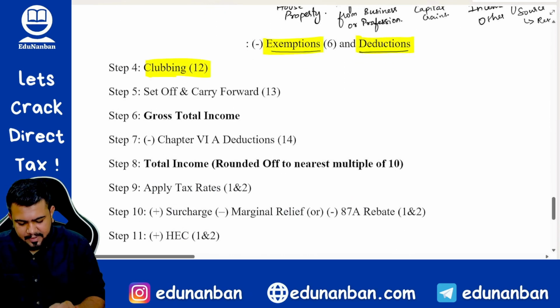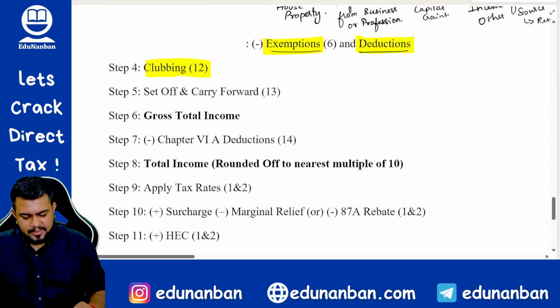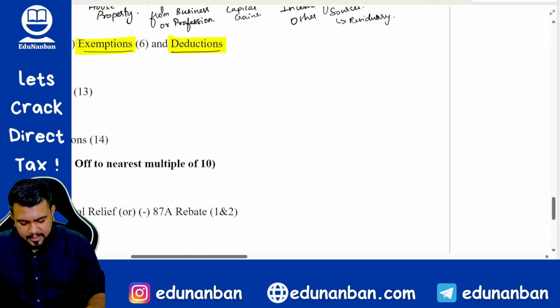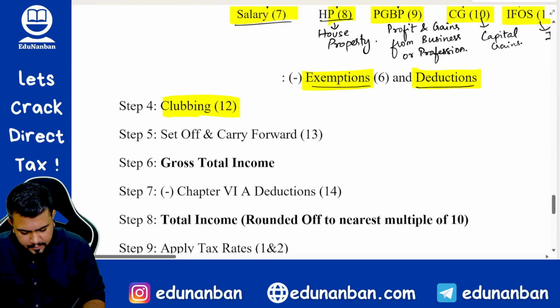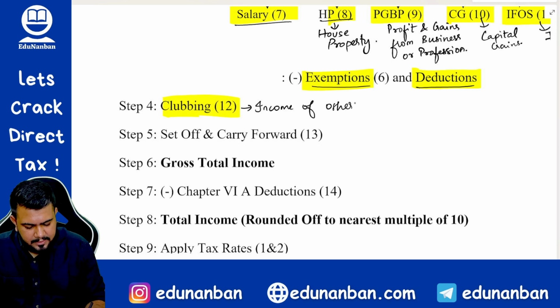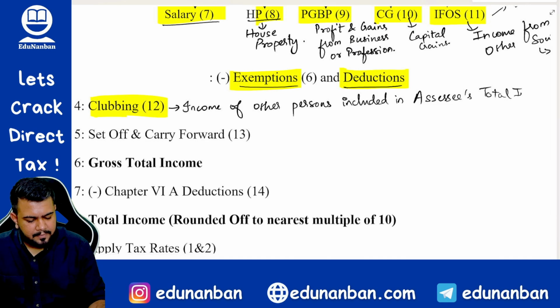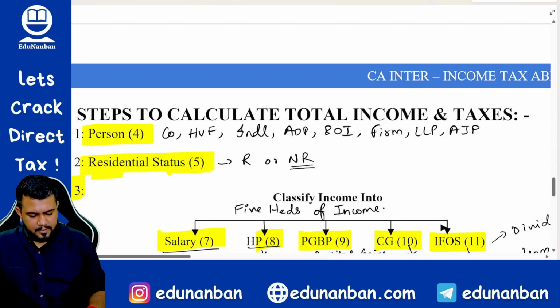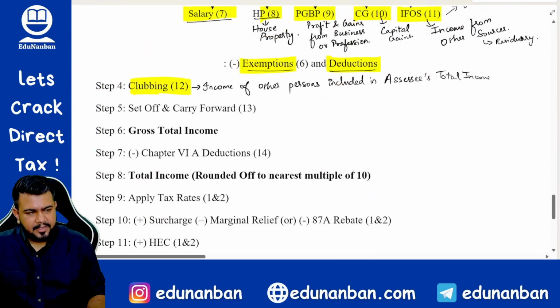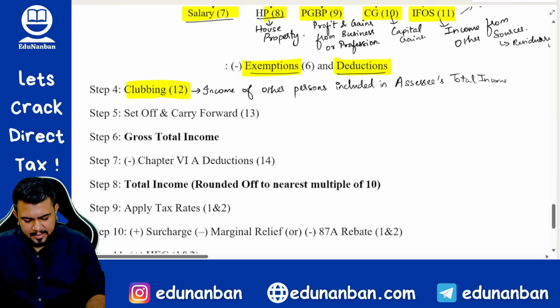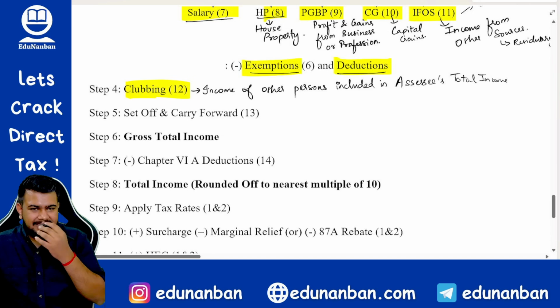The next step, step number 4, is called clubbing. It is also called income of other persons included in assessee's total income. Income of other persons included in assessee's total income. It is called clubbing. Sir, what is this clubbing?